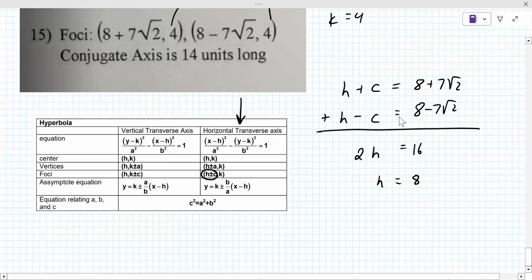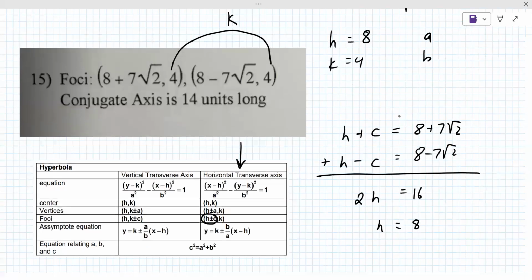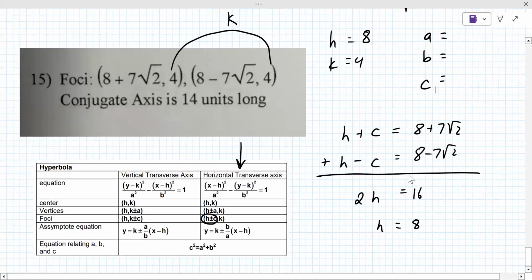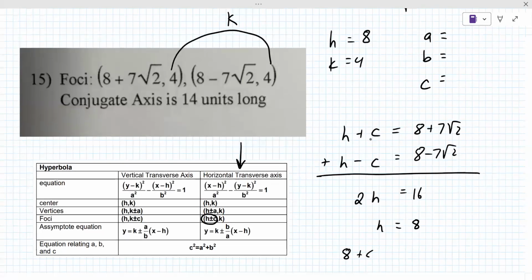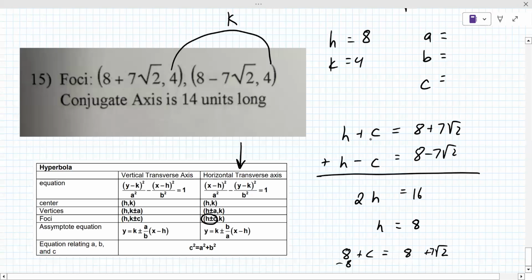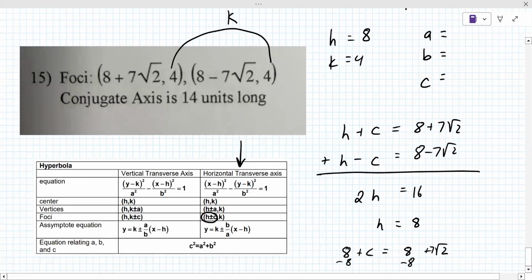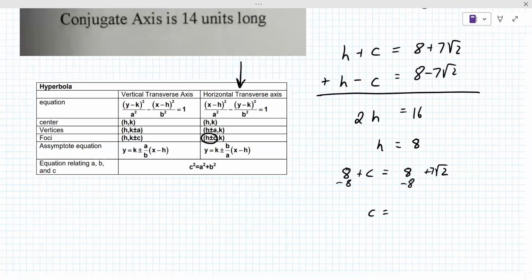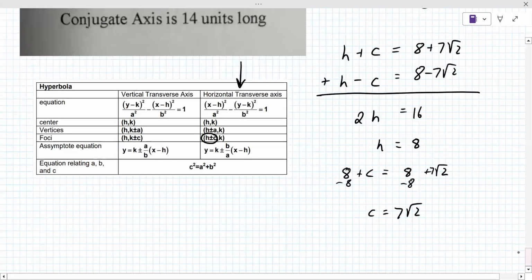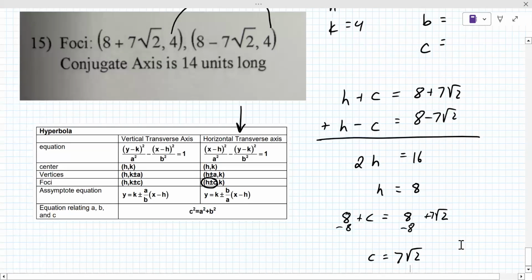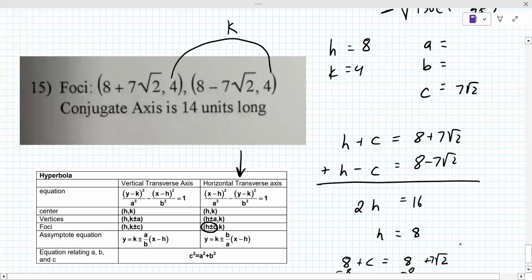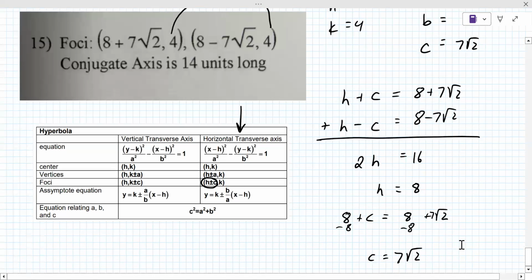So we're well on our way. We now just need to find A, B, and C. To find C, you use one equation or the other. We'll just use the top one. 8 plus C equals 8 plus 7 square root of 2. Subtract 8 from both sides, and you get C equals 7 square root of 2. I'm always going back and filling in that table.